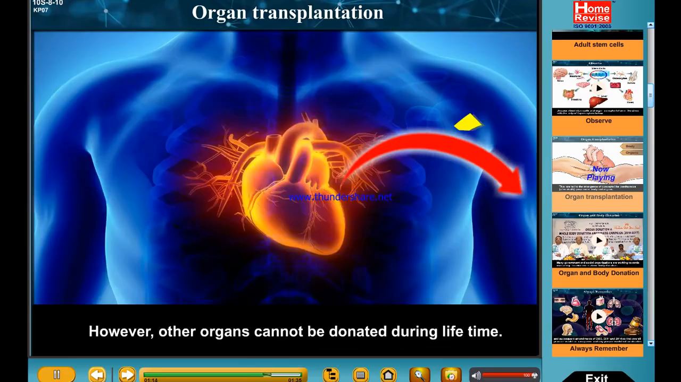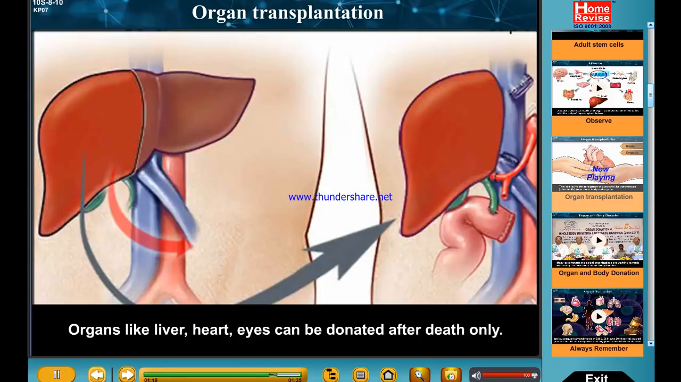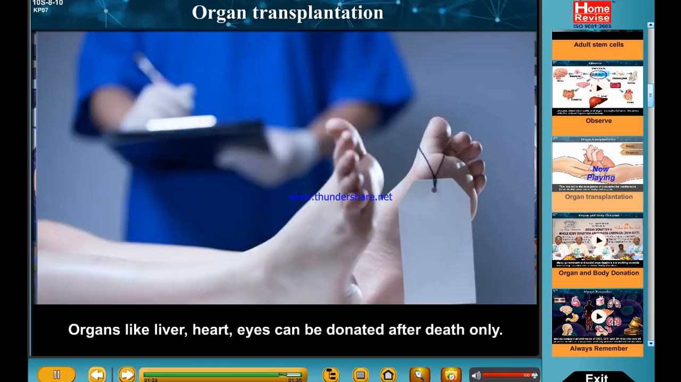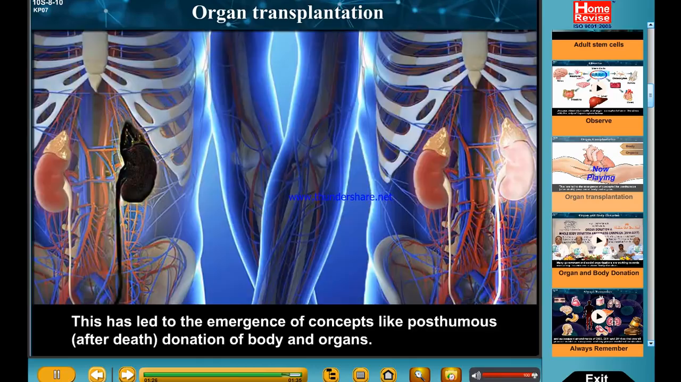However, other organs cannot be donated during lifetime. Organs like liver, heart, eyes can be donated after death only. This has led to the emergence of concepts like posthumous, that is, after-death donation of body and organs.